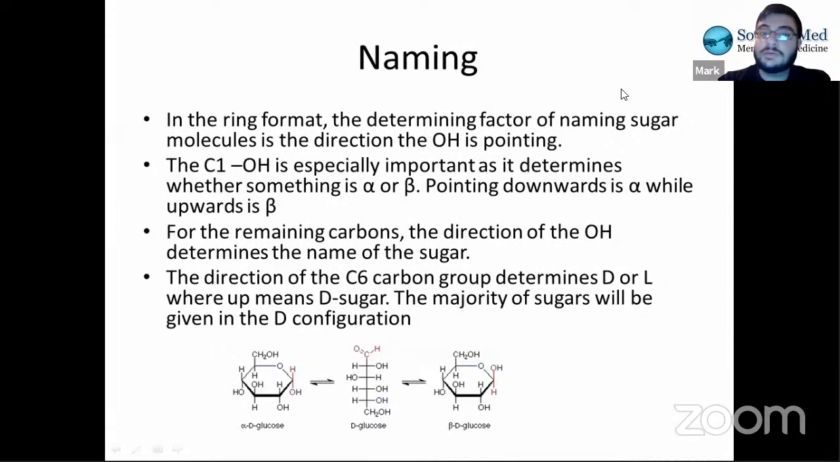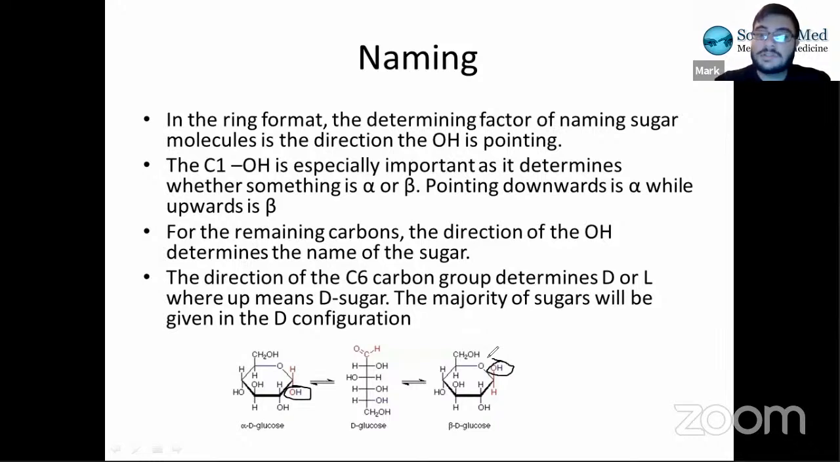So the C1 OH is especially important as it determines whether something is alpha or beta. Pointing downwards is alpha while pointing upwards is beta, as you can see here. And you can kind of interconvert these. There are reactions that interconvert these, but this is alpha glucose, alpha D glucose, which I'll cover the D as well in a second, and beta D glucose.